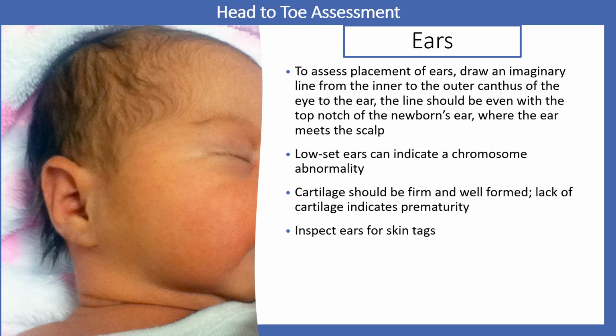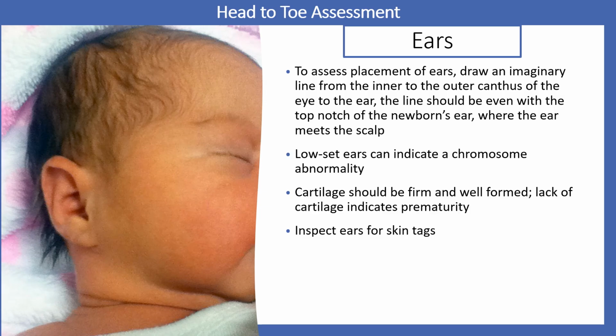The nurse will assess for presence and correct placement of ears. To assess placement of ears, draw a line with your finger from the inner to the outer canthus of the eye to the ear. The line should be even with the top notch of the newborn's ear, where the ear meets the scalp. Low set ears is a normal variation and can indicate a chromosome abnormality.